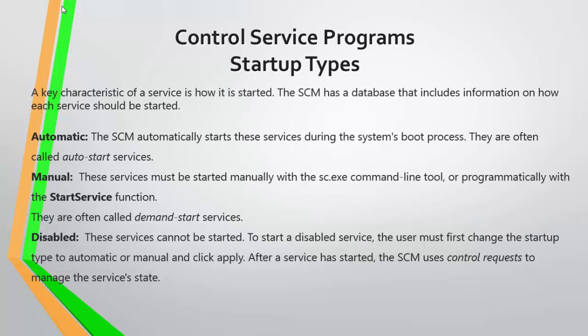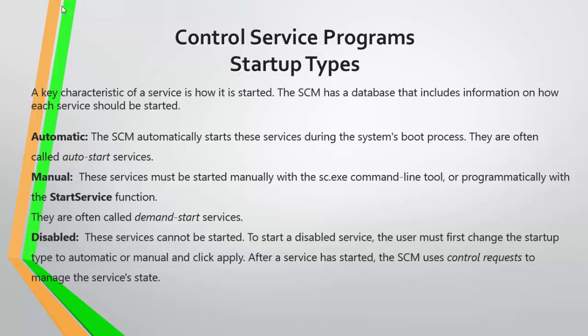Control Service Programs. Startup types. A key characteristic of a service is how it is started. The Service Control Manager has a database that includes information on how each service should be started. Automatic. The Service Control Manager automatically starts these services during the system boot process. They are often called auto-start services.